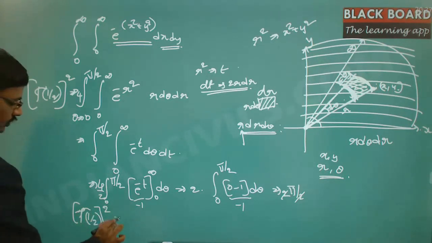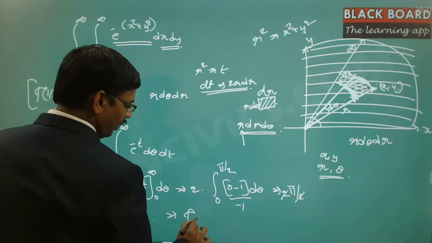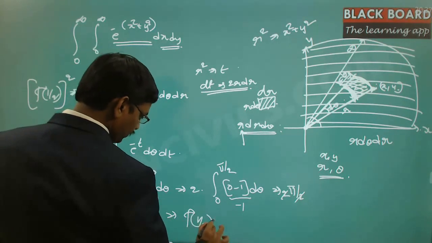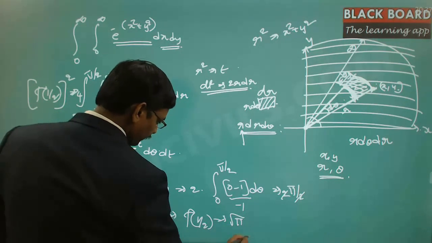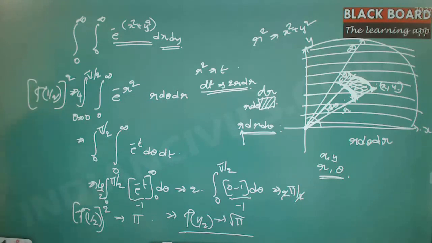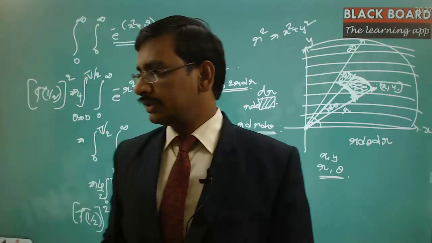This value is going to be pi, which implies gamma of 1 by 2 is going to be root pi. Yeah, that is correct, right? Now what is your question?